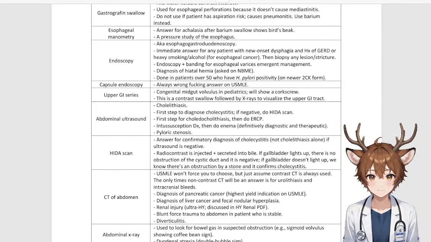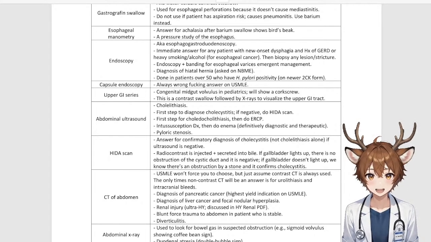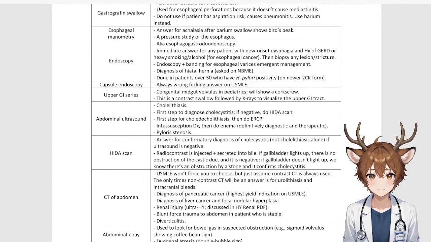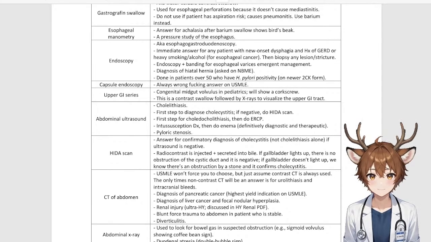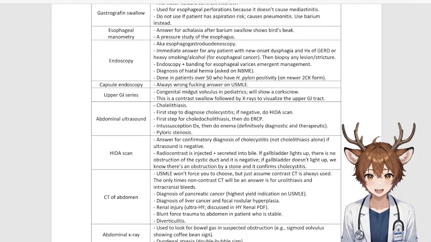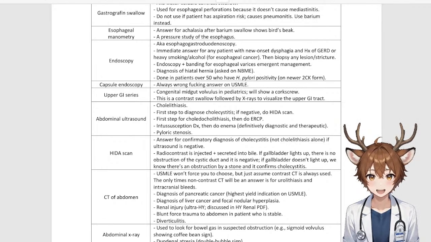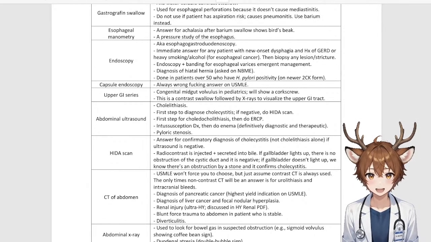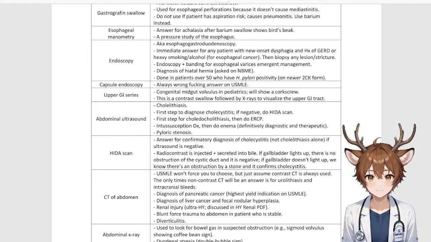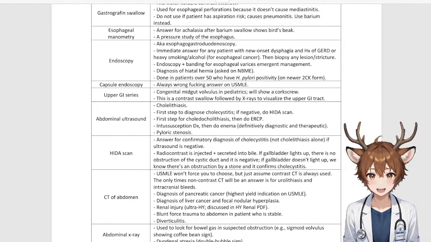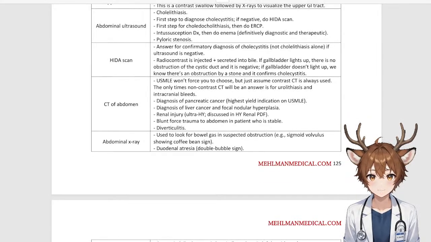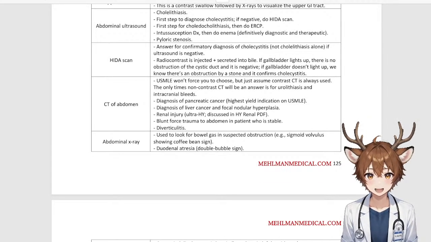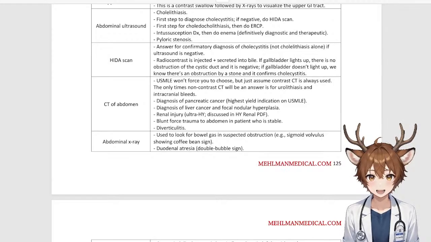Abdominal ultrasound: cholelithiasis. It is the first step to diagnosing cholecystitis; if negative, do a HIDA scan. It is the first step for choledocholithiasis, then do an ERCP. For intussusception, diagnosis is by enema, which is definitively diagnostic and therapeutic, and ultrasound is also used for pyloric stenosis. So use it in these cases. Abdominal ultrasound is the first step you would do for both cholecystitis and choledocholithiasis. HIDA scan is the answer for confirmatory diagnosis for cholecystitis, not cholelithiasis alone, if ultrasound is negative.